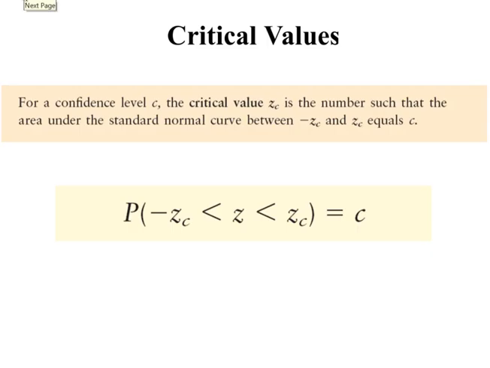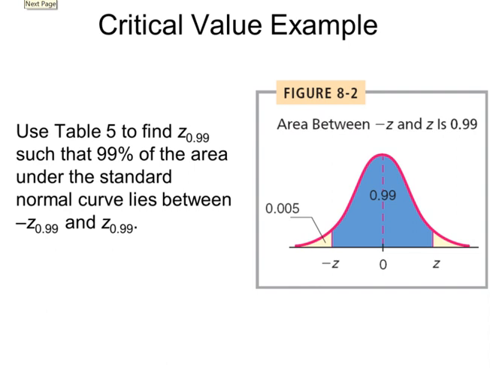Okay, and what we're actually finding with these critical values or this confidence level for C is we're finding the probability that it lies between those two z-scores. Okay. Kind of theoretical, but we'll talk it through a little bit here.